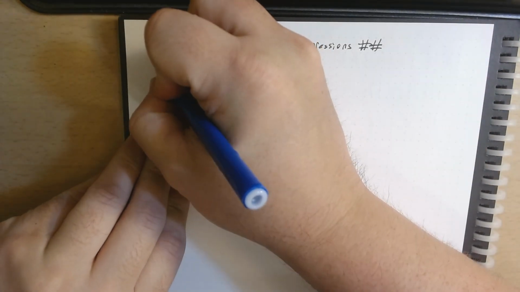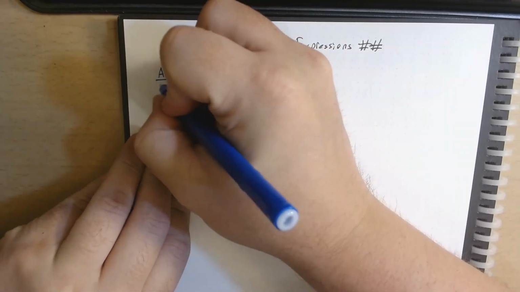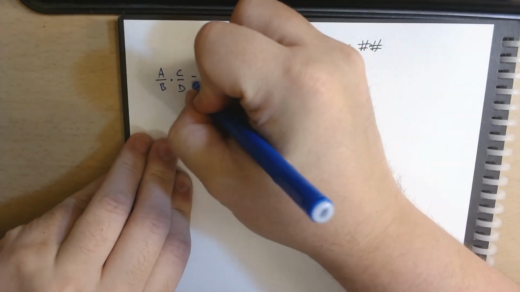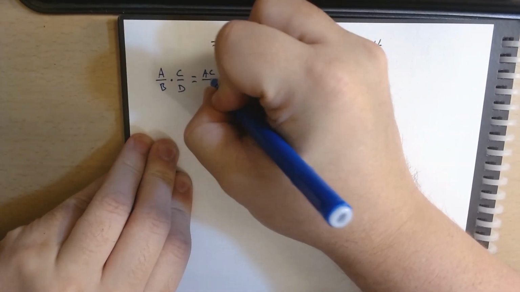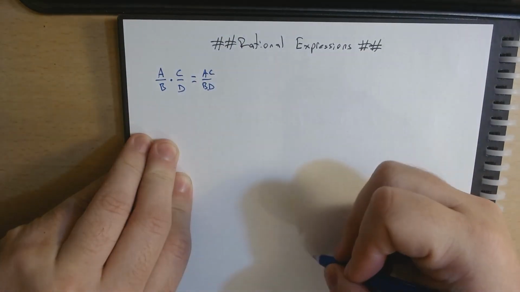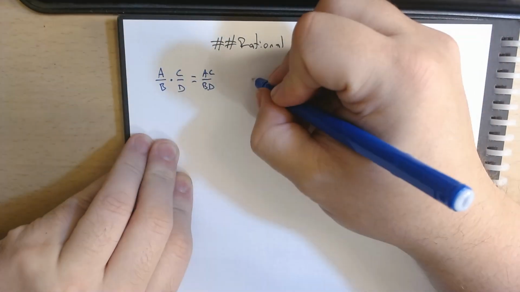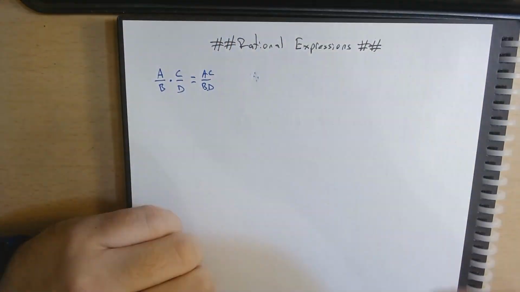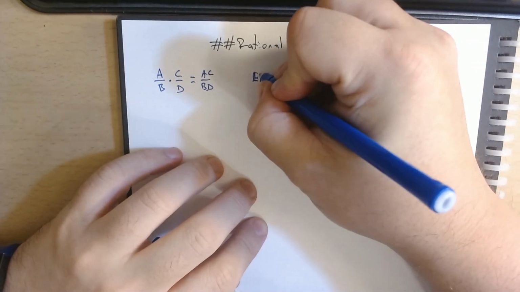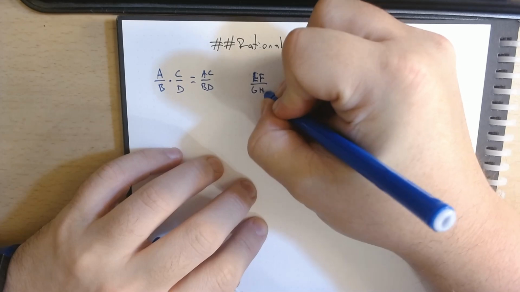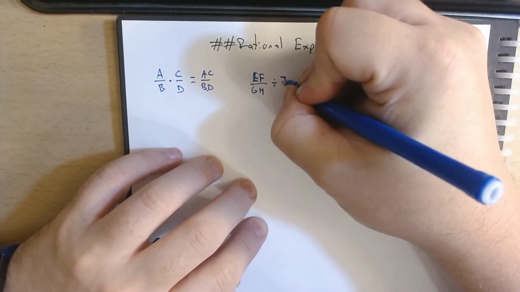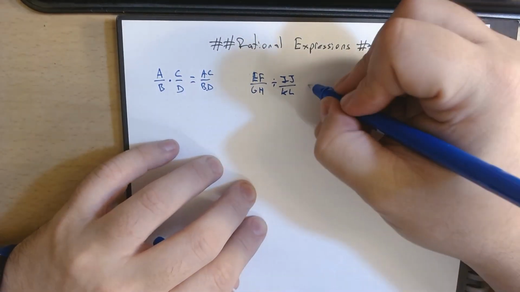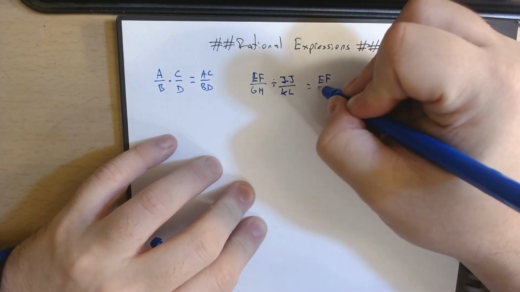When you are multiplying things together, and by things I mean fractions, you're going straight across. When you are dividing fractions, actually let's use some different letters. E, F, G, H divided by I, J, K, L. If you remember, you flip the second fraction.